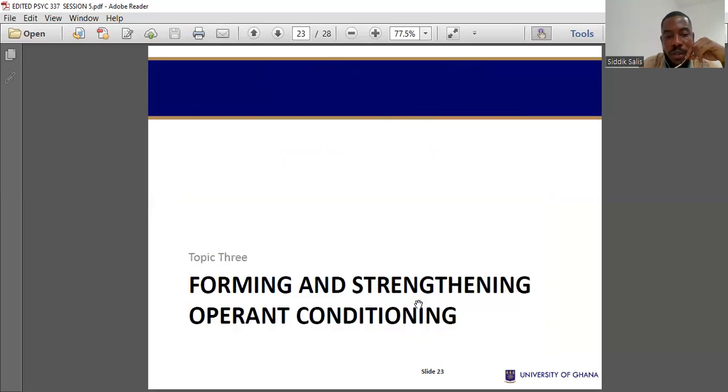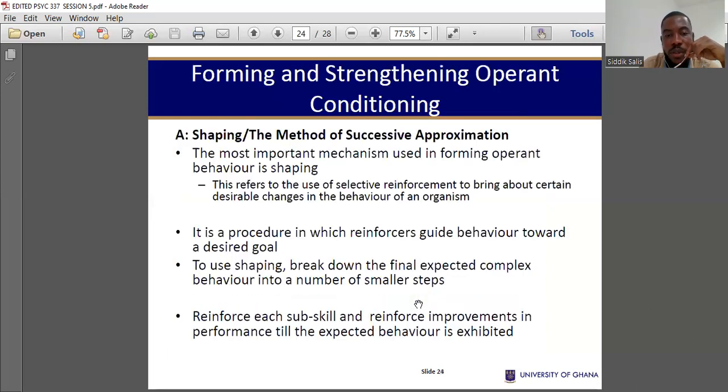Okay, I think we are done with this. You can look at it yourself later. Forming and strengthening operant conditioning. Okay, so one is shaping.